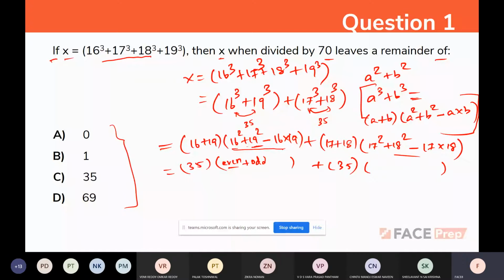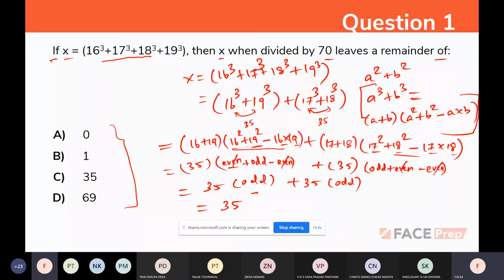In the same way, 17 square is an odd number. 18 square will be an even number. And the multiplication of 17 and 18 will be even. So minus even. So what can we do now? We can cancel even, and here, both the brackets will contain an odd number. So now we can take 35 as a common term, and if we add two odd terms, like 3 plus 3 is 6, it will always give an even number.